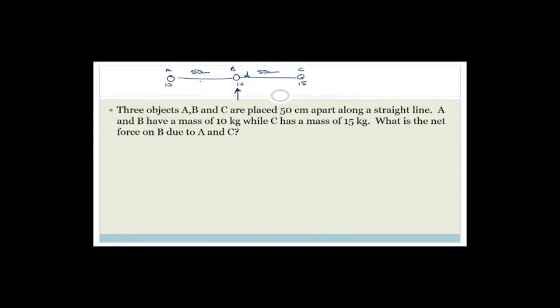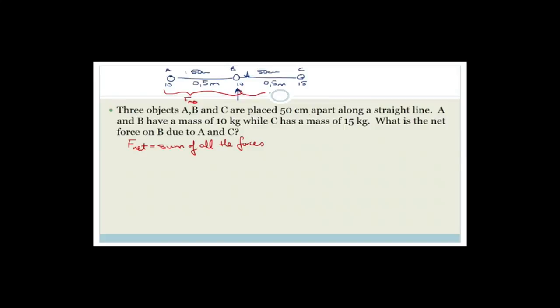First of all, what's wrong with these measurements? These are centimeters and they need to be in meters. So how do we get from centimeters to meters? We divide by 100. If we divide by 100, it becomes 0.5 meters and 0.5 meters. Now, in order to find the net force, do you remember that the net force, F net, is always the sum of all the forces? And do you agree there'll be a force of attraction between A and B?